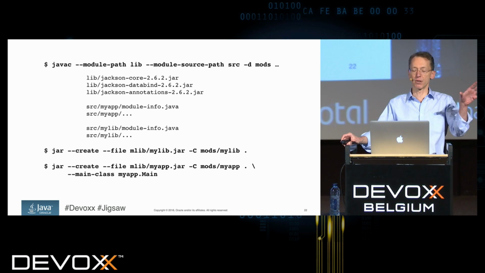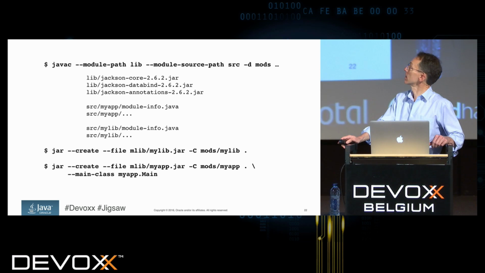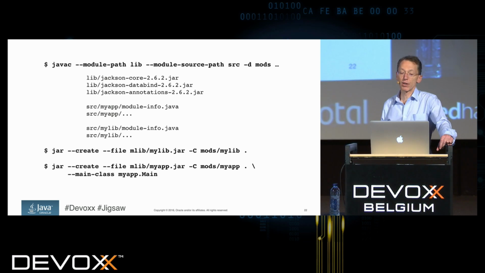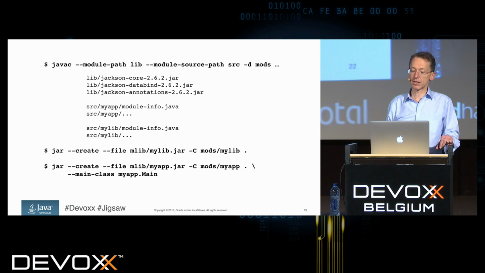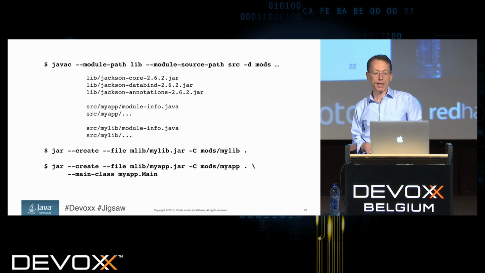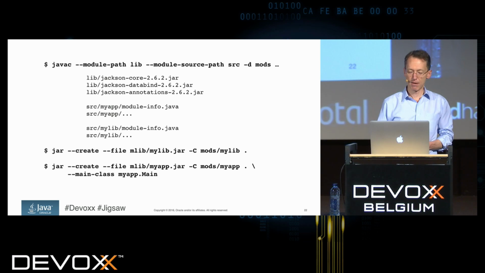It goes source/module name/module-info.java and then the regular old package hierarchy. The result is class files in the mods directory. We run jar to build mylib.jar based on the classes in mods/mylib. Then we run jar to build myapp.jar from the classes in mods/myapp. We also specify the main class with the main class option. Because the jar files have module-info.class files, we refer to these as modular jars.